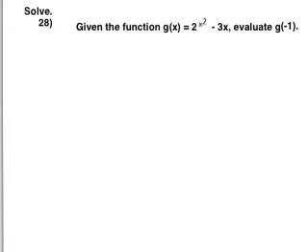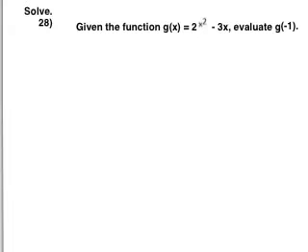Number 28. Given the function g of x equals 2x squared minus 3x, evaluate g of -1. Okay, so we're starting to review a little bit about functions. So I might as well give you a little rundown. We'll use this problem as an example.